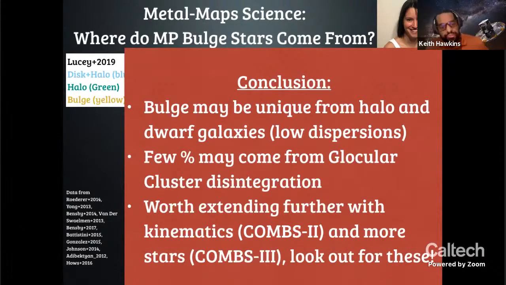So the conclusion from some of this bulge work that we've been working on is that the bulge may be unique at some level from dwarf galaxies and from the stellar halo. Some percentage of the metal poor stars in the bulge may come from globular cluster disintegration. And we're expanding this survey now to include kinematics, which is COMS 2, that's currently out. We've got about 600 stars now. Of course, I said we want more stars, and we have 600 metal poor candidate stars observed with the Giraffe spectrograph, and we're currently in the process of analyzing those. So COMS 3, we think, should come out sometime early next year or late this year.